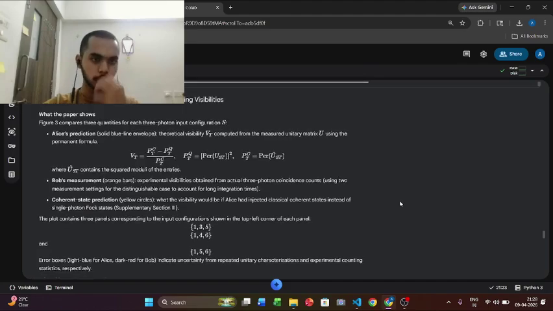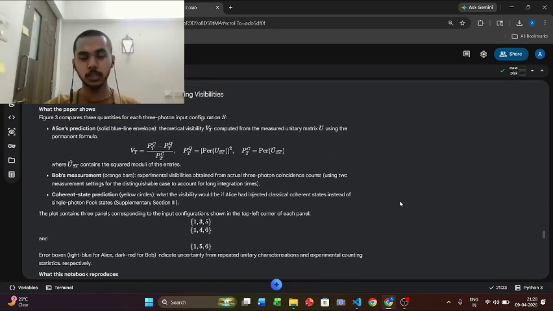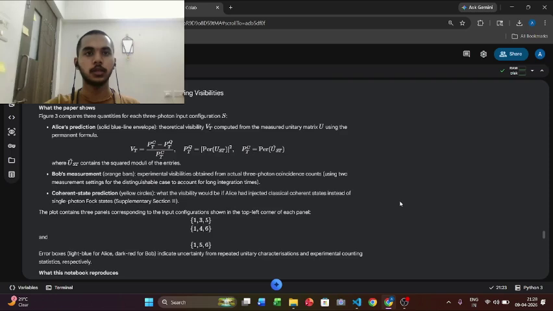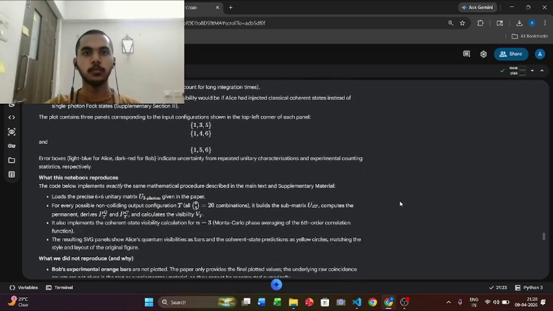And now let's start with figure 3, which is 3-photon boson sampling visibility. This is really the central part of the paper because now we are in the 3-photon region. The notebook reproduces a visibility structure for the same 3-input configurations shown by the authors: 135, 146, and 156. Just like before, for each possible non-colliding output, we compute the bosonic visibility from the measured unitary and compare it with the coherent state prediction.